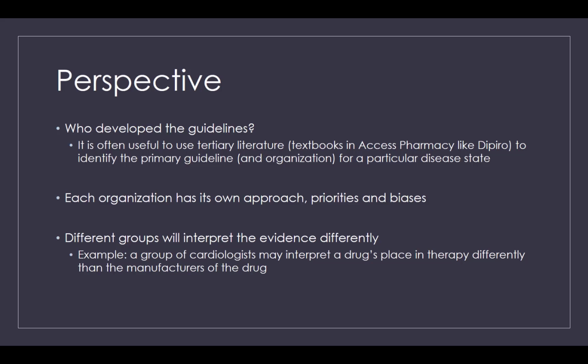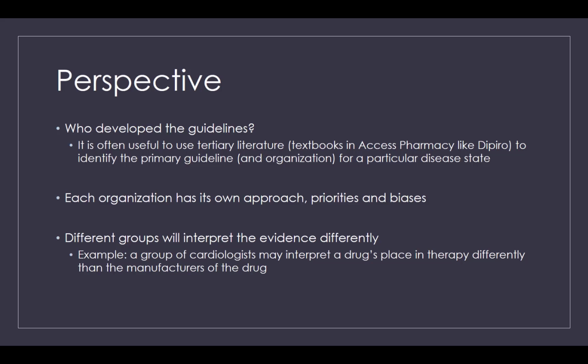It's important to consider who's writing the guidelines because each organization that writes a guideline will have its own approach, its own priorities, and own biases. While guidelines will try to remain unbiased, biases can always sneak in and conflicts of interest can always be present in the authors who write the guideline. Different groups will also interpret evidence differently. For example, a group of cardiologists may interpret a drug's place in therapy differently than the manufacturers of the drug. One group is more likely to be unbiased than the other group. Similarly, some small fields like radiology may be prone to promote more radiologic procedures than other doctors who are not as dependent on income using radiographic procedures.